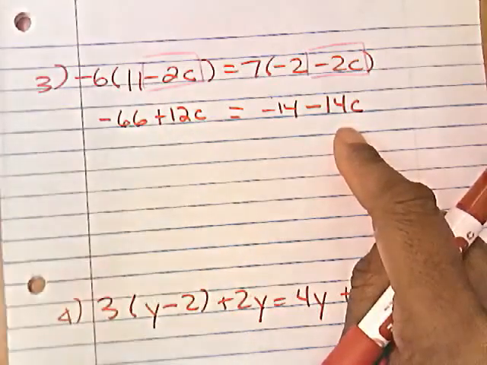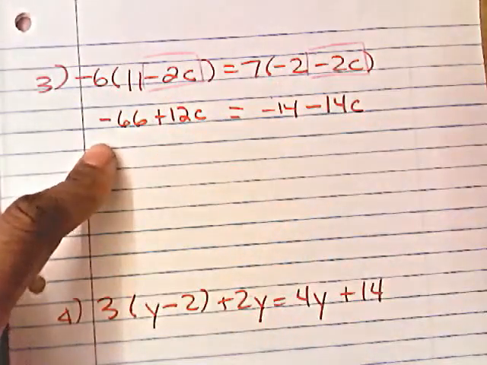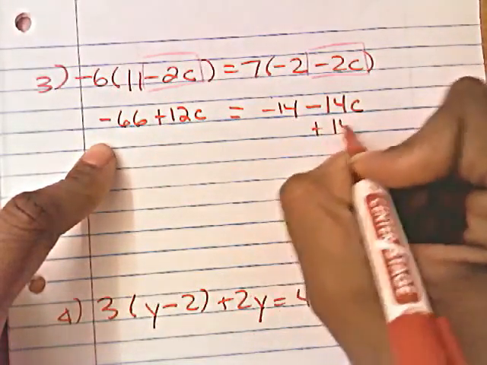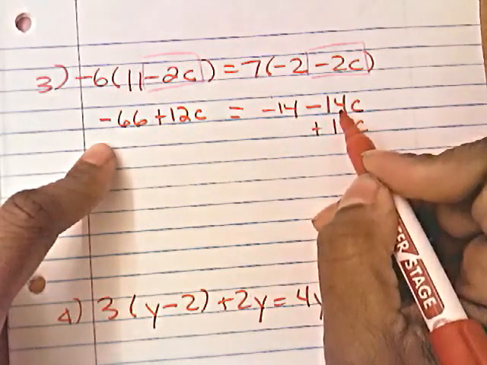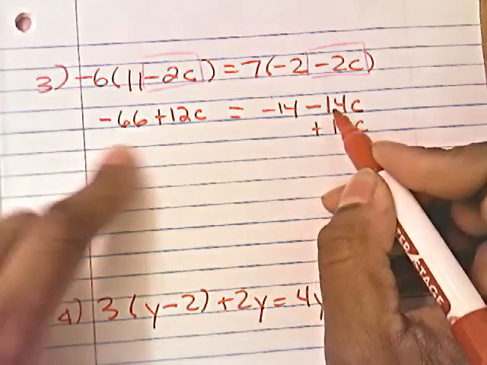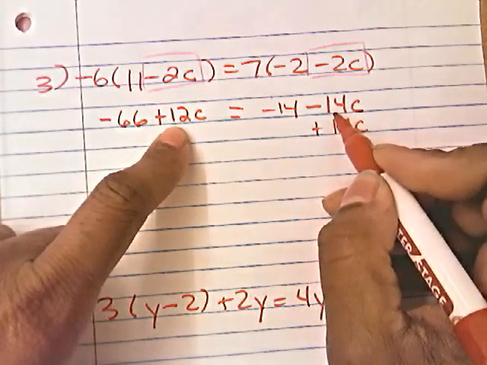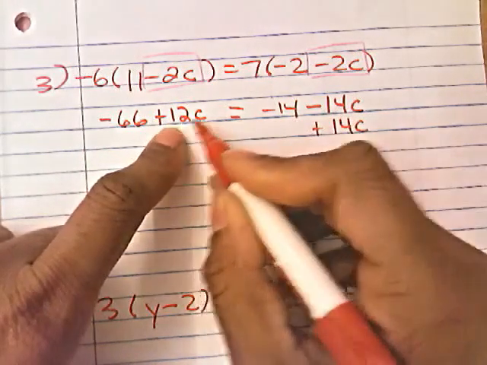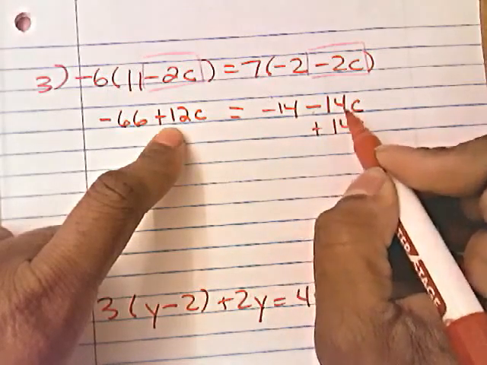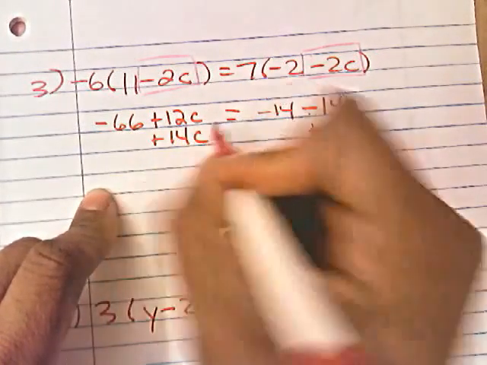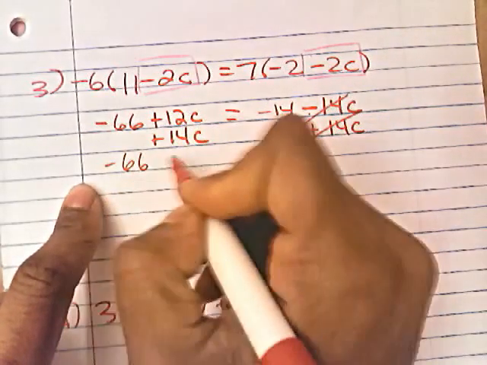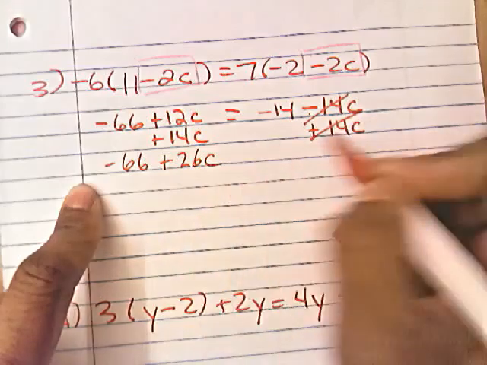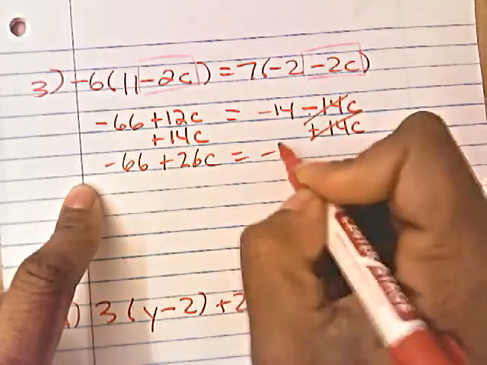I'm trying to solve for C. I could do this a few different ways. I'm going to get rid of the smallest term, which is negative 14. No. When you're thinking to yourself, hey, Mrs. Beavers, 14 is bigger than 12. Nope, I'm talking about negative 14. I'm going to add 14C to both sides. I'm going to get rid of that. It's going to leave me with negative 66 plus 26C equals negative 14.